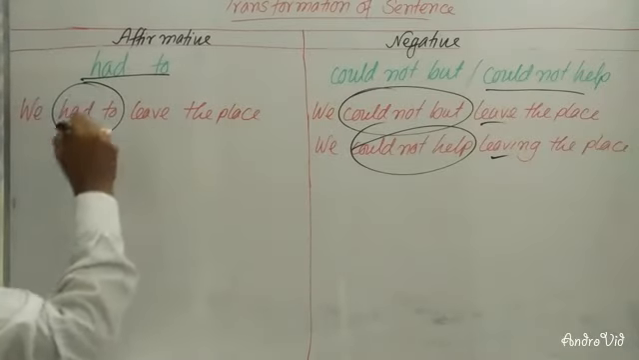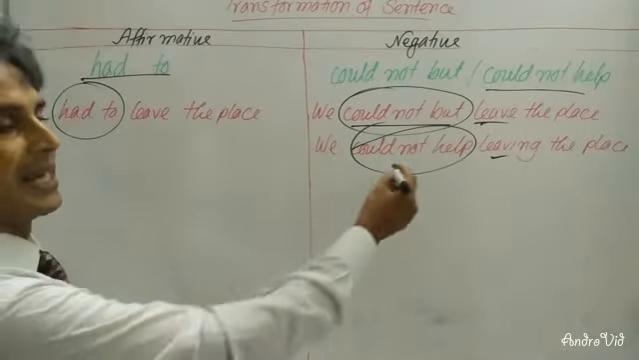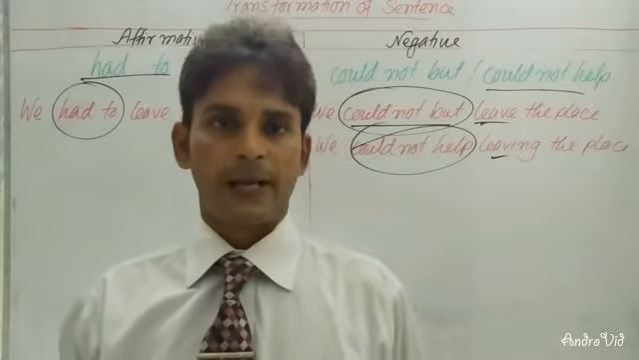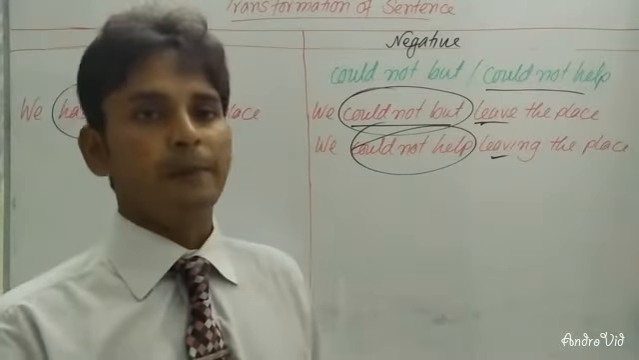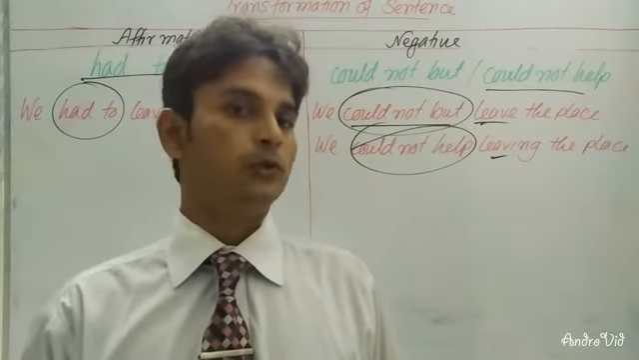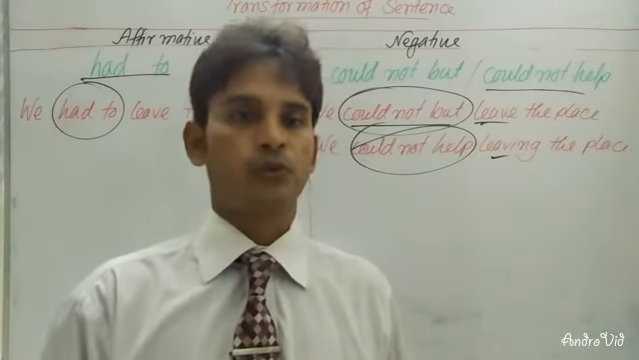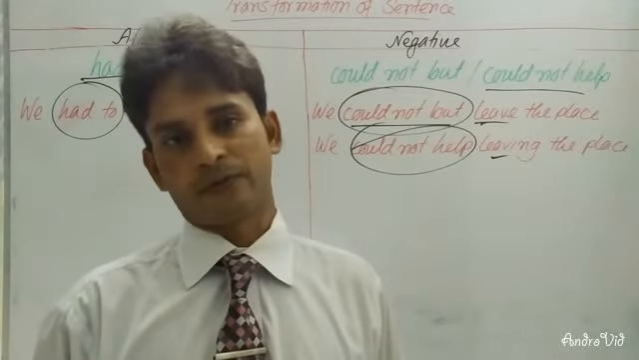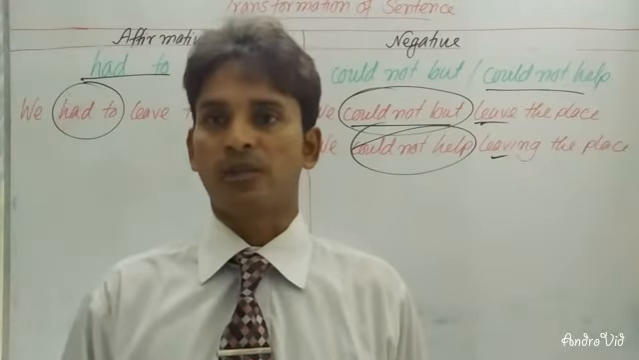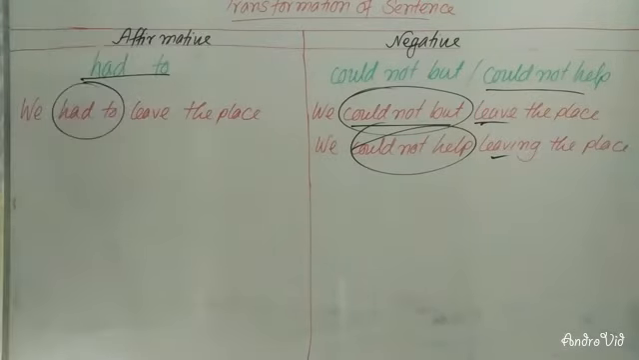If you have had to, then you will have to use could not but, then present form of verb, or could not help, then ing with the present form of verb. And if you have could not but or could not help, then you will have to use had to at the time of changing into affirmative sentence. Then after had to, you will have to use present form of verb. Dear learners, because had to is a modal auxiliary verb, so you will always have to use present form of verbs after all modal auxiliary verbs. Dear learners, I am going to give you more examples to make it clear to you.